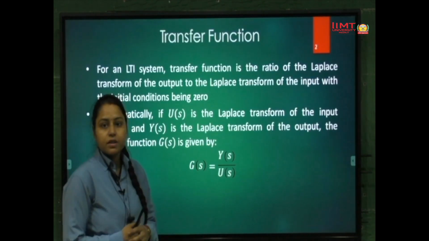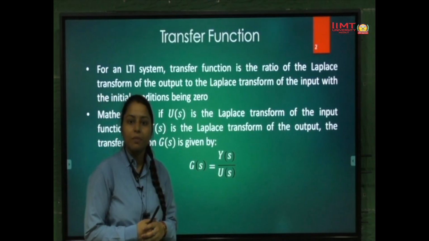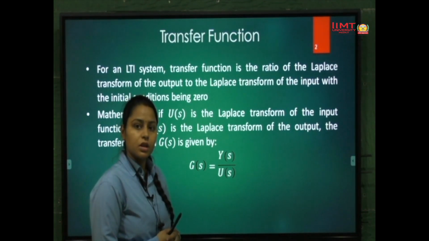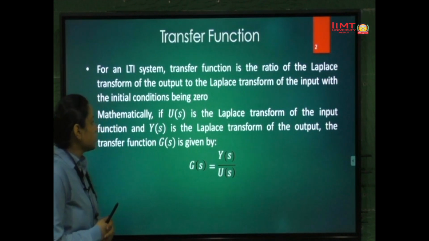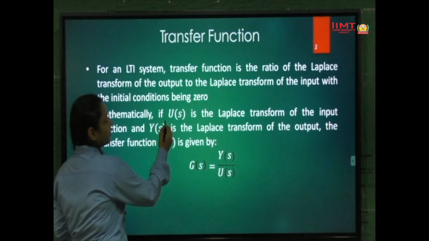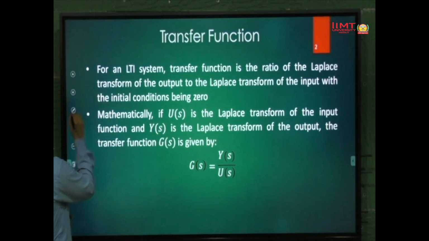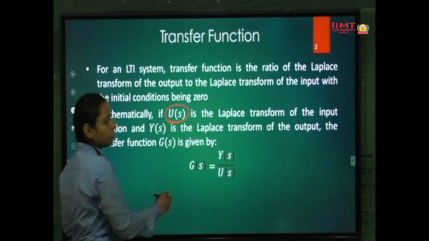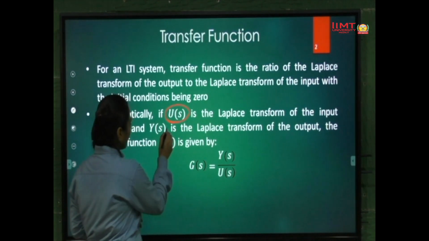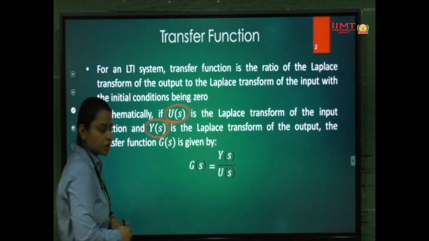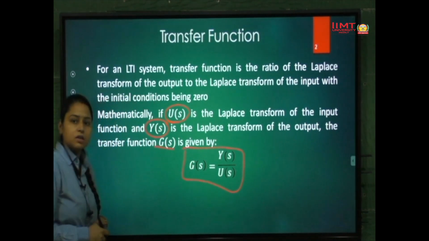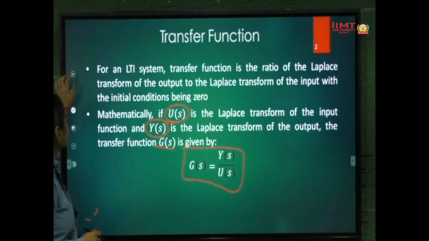So first, what is a transfer function? It is the ratio of the Laplace transform of output to the Laplace transform of input, while considering all the initial conditions as 0. So let's say if we have the Laplace transform of input as U(s) and the Laplace transform of output as Y(s), then the transfer function G(s) would be equal to Y(s) upon U(s), while considering all the initial conditions as 0.